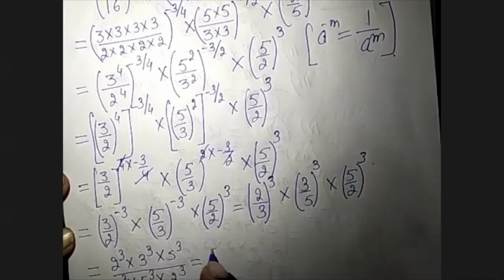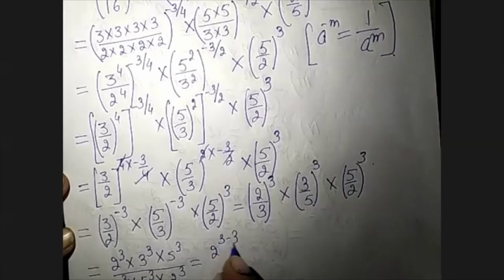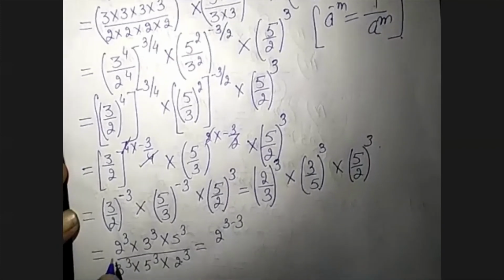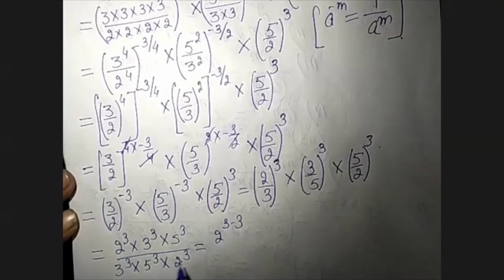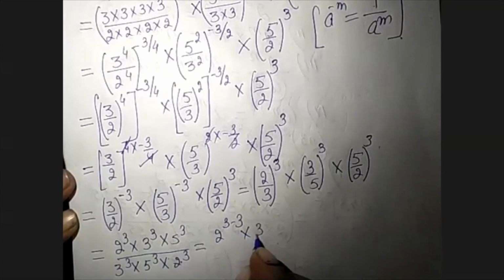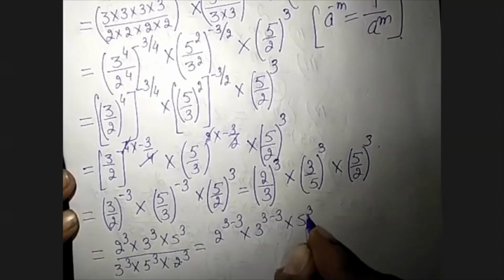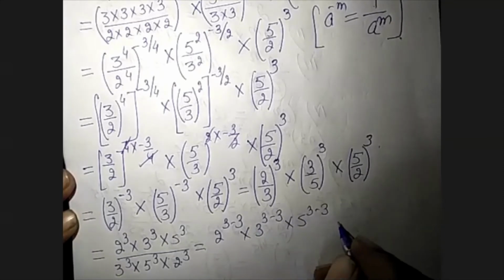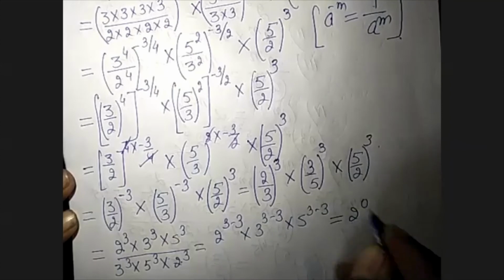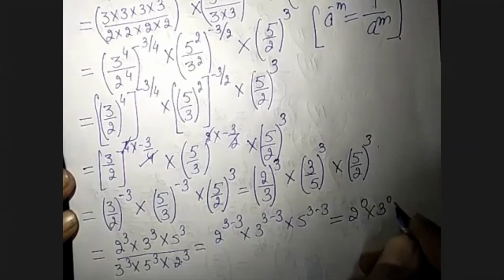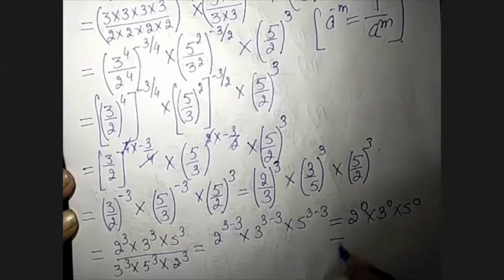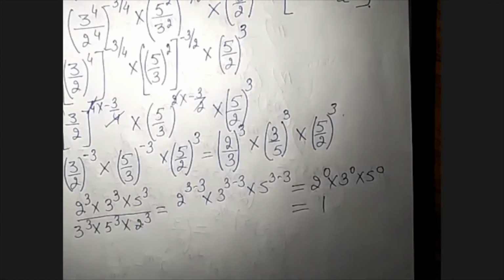Okay. So we have 2^3 minus 3. So it goes in the numerator, and you get minus sign like this. So this is done. So we have 3^3 minus 3, and you have 5^3 minus 3. So what do you get here? 2^0 into 3^0 into 5^0. So the answer is 1. So hope the things are clear. Okay.